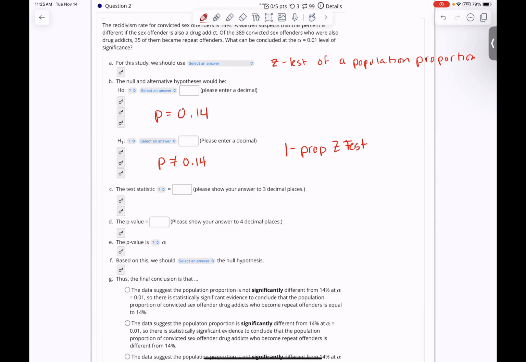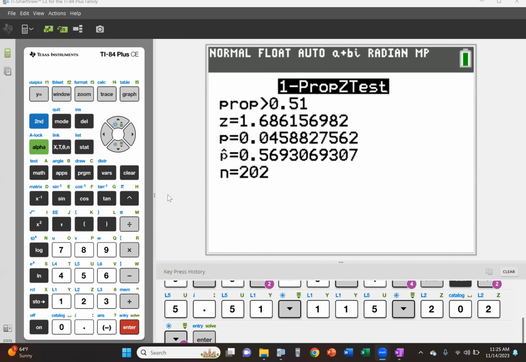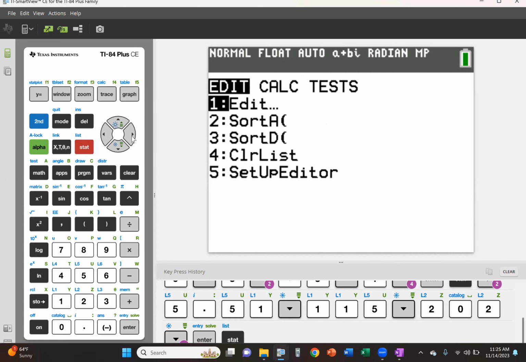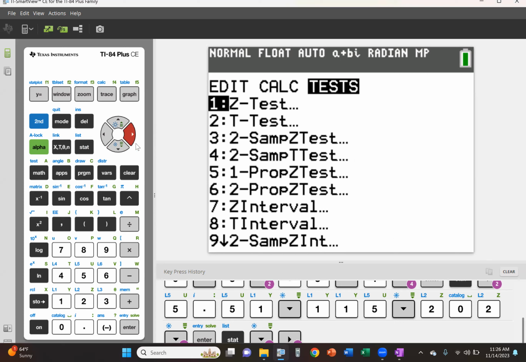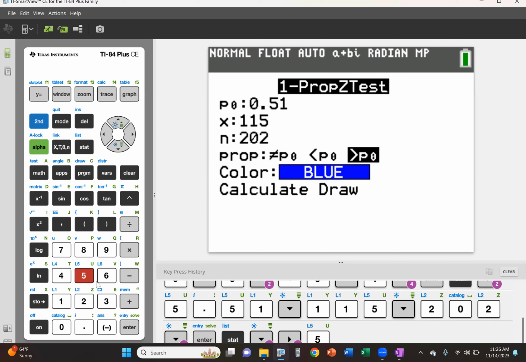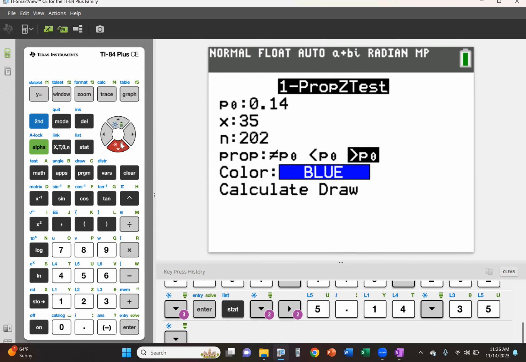On our calculator. Okay, so let's go to our calculator. So we're going to go Stat, Tests, 1 proportion z-test is number 5. Okay, the proportion that we got is 14%, 0.14, and then his data says of 389 convicted sex offenders who are also drug addicts, 35 of them became repeat offenders. So we had 35 successes out of 389.